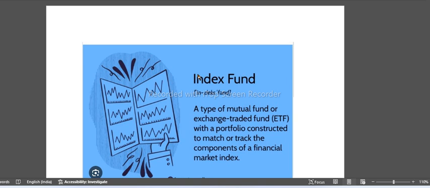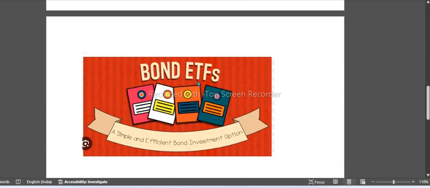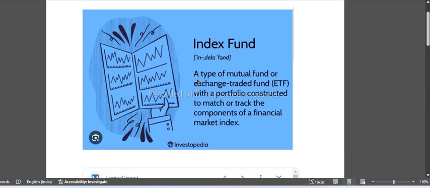There are three main types of ETFs, which we will see now. I will share my knowledge about these three ETFs. One is index fund ETF. Second is sector based ETF. Third is bond ETF. First is the index ETF.